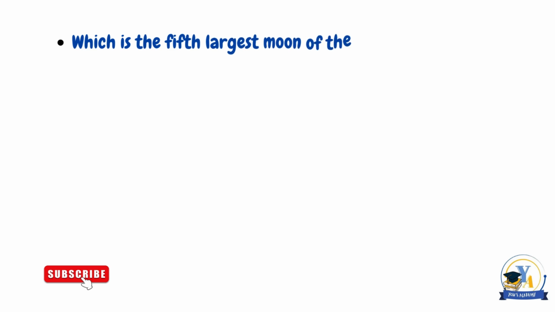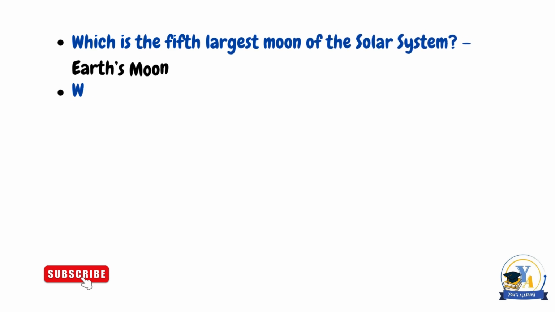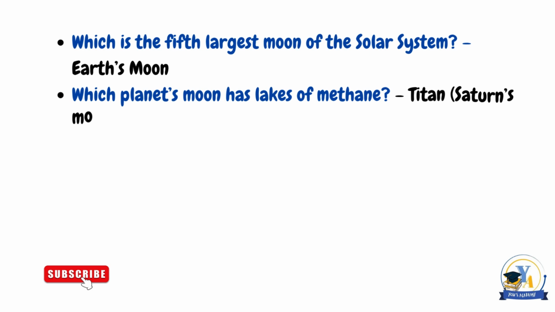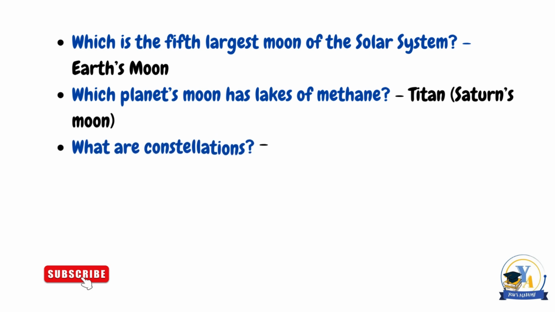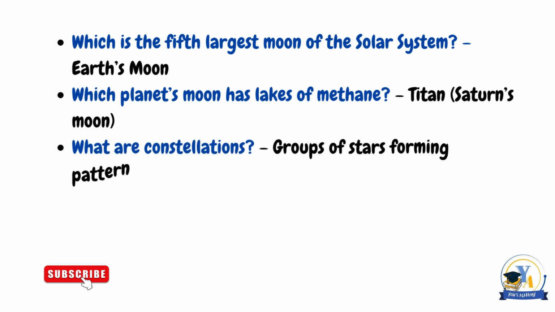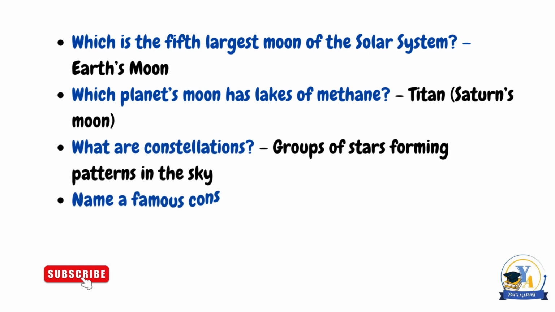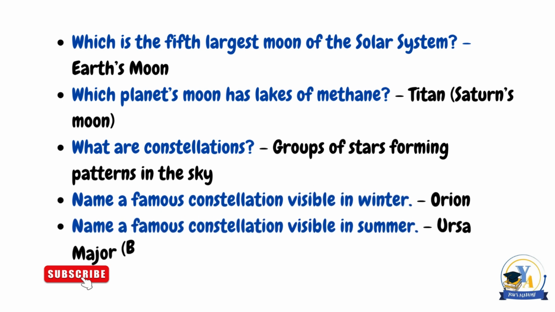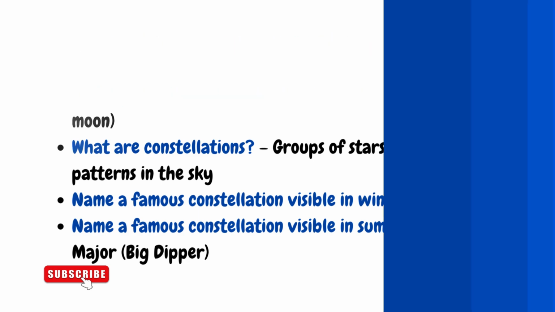Which is the fifth largest moon of the solar system? Earth's moon. Which planet's moon has lakes of methane? Titan, Saturn's moon. What are constellations? Groups of stars forming patterns in the sky. Name a famous constellation visible in winter. Orion. Name a famous constellation visible in summer. Ursa Major, Big Dipper.